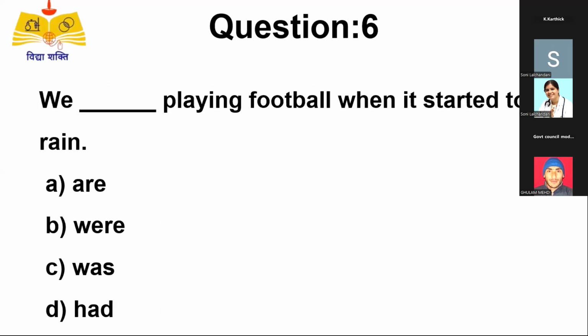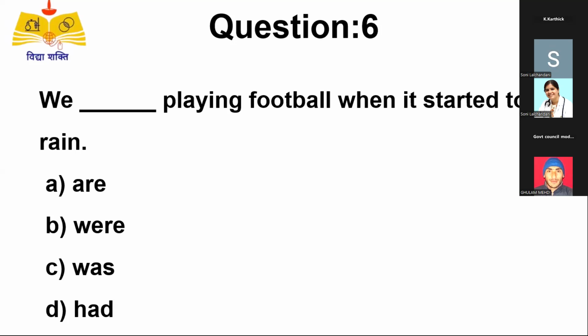We dash playing football when it started to rain. A option are, B option were, C option was, D option had.